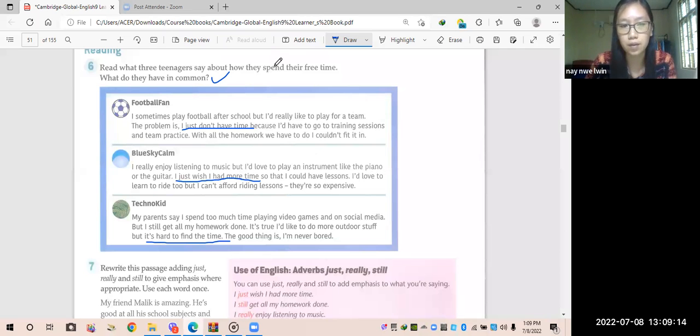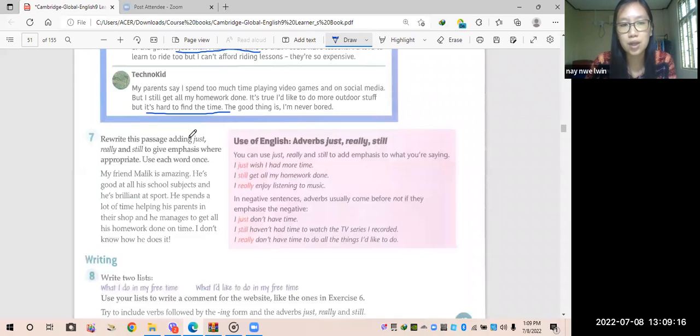Okay, so we'll move to number 7. Write this passage, adding just, really, and still to give emphasis where appropriate. Use each word once. So sometimes we can use just, really, and still to give emphasis on the words, right?